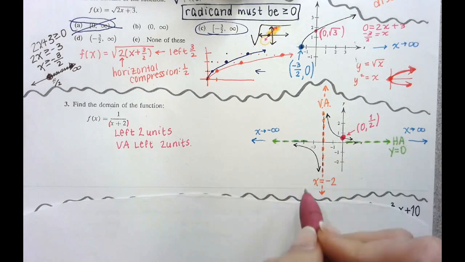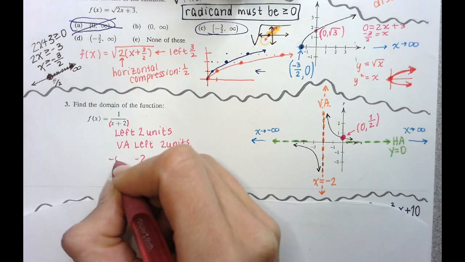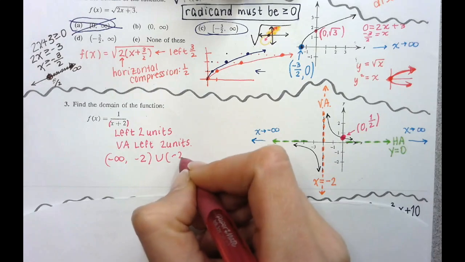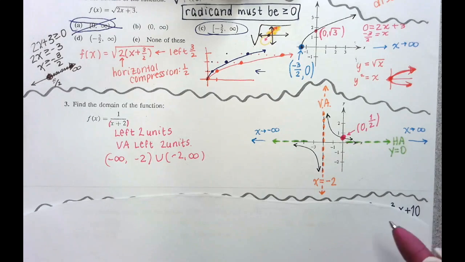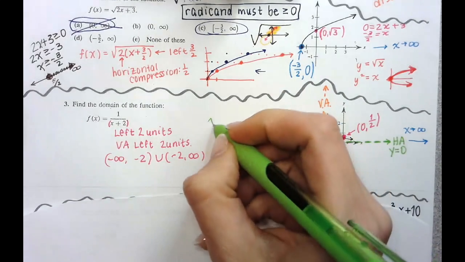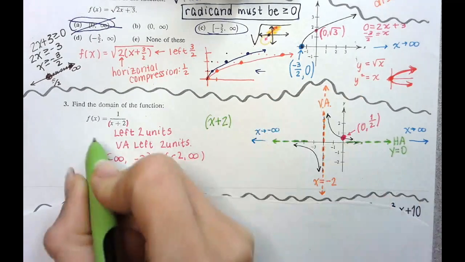So if you know that that's where your vertical asymptote is, that means negative 2 is off limits. That means our domain goes from negative infinity till negative 2 union negative 2 until infinity. Another way to consider it is, again, you know your denominator can't be 0 because you're not allowed to divide by 0. So you take your denominator. You would use zero product property here.